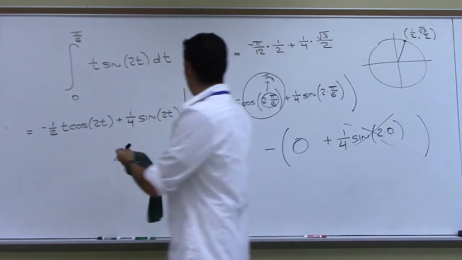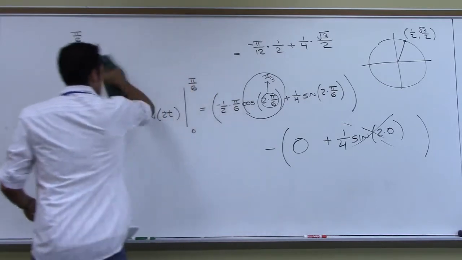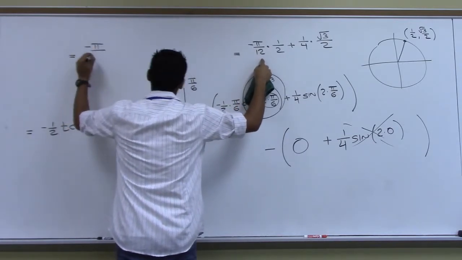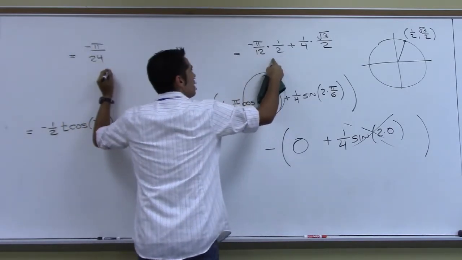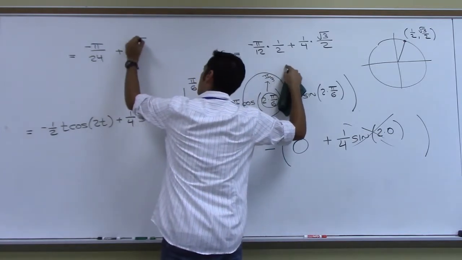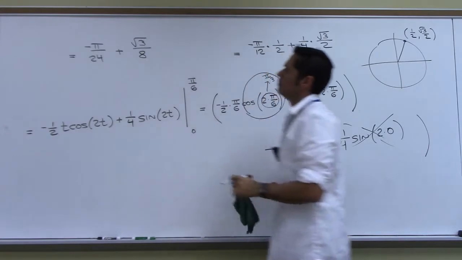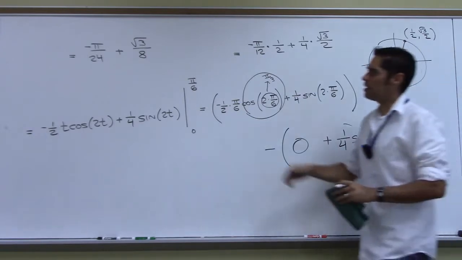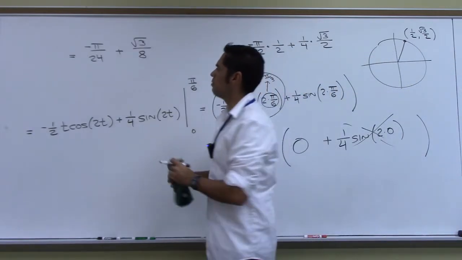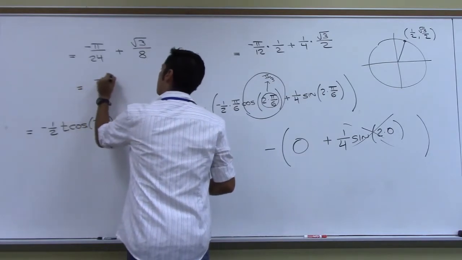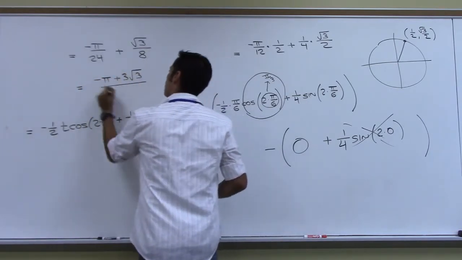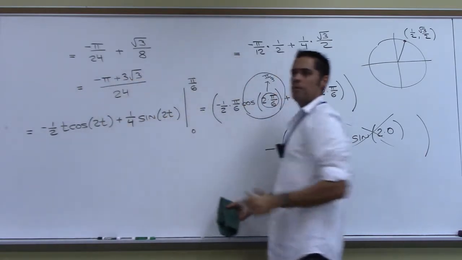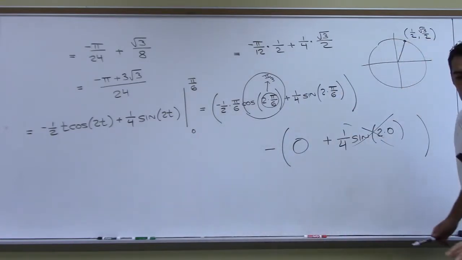And that's it. I'll clean it up a little bit more, but I think we're there. Get negative pi over 24, and then plus root 3 over 8. Could I combine those and get a common denominator? I could. I can multiply the top and bottom of this fraction by what? 3. Negative pi plus 3 root 3 over 24. That might be what the book has. Or they might put 3 root 3 minus pi over 24. Either way, are we all right with this?